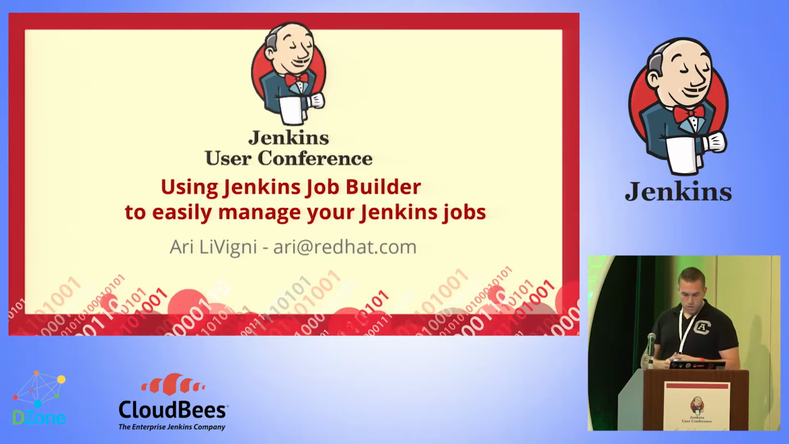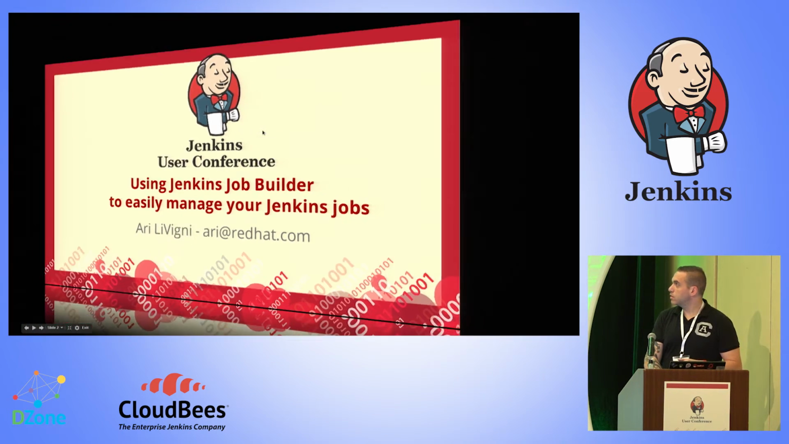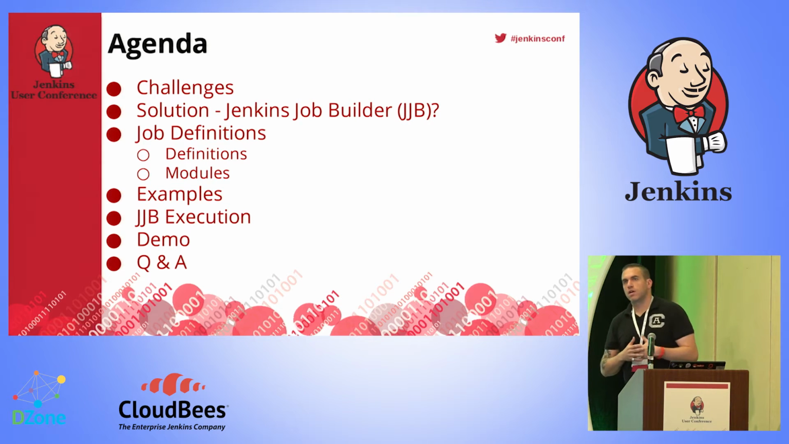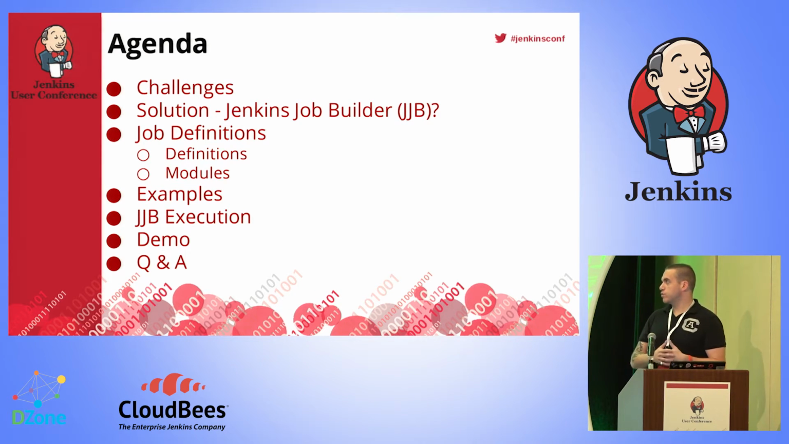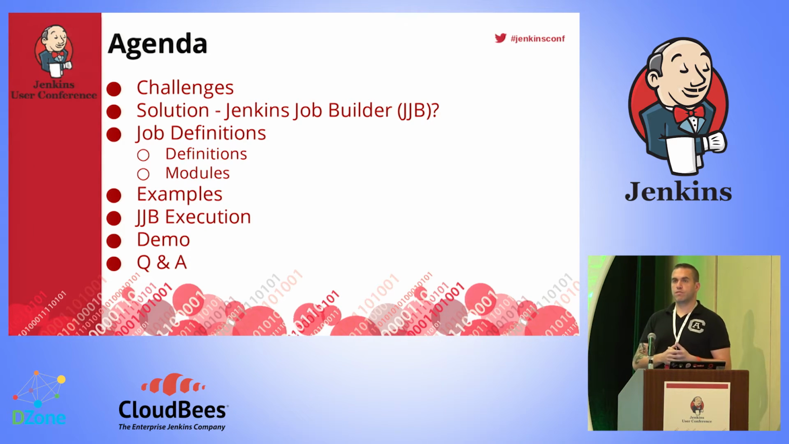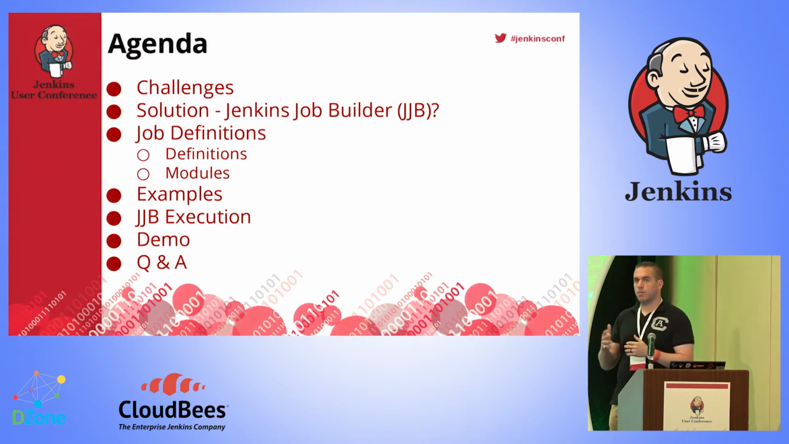So to get started, the agenda is we'll talk about challenges as Jenkins users, managing all the different jobs that we have and what that entails. Here's a solution, Jenkins Job Builder. Hopefully it's a solution for you as well. It's definitely been an extremely useful automation tool for Jenkins jobs for our team and for Red Hat as a whole. As Kai pointed out, it's an upstream OpenStack project.